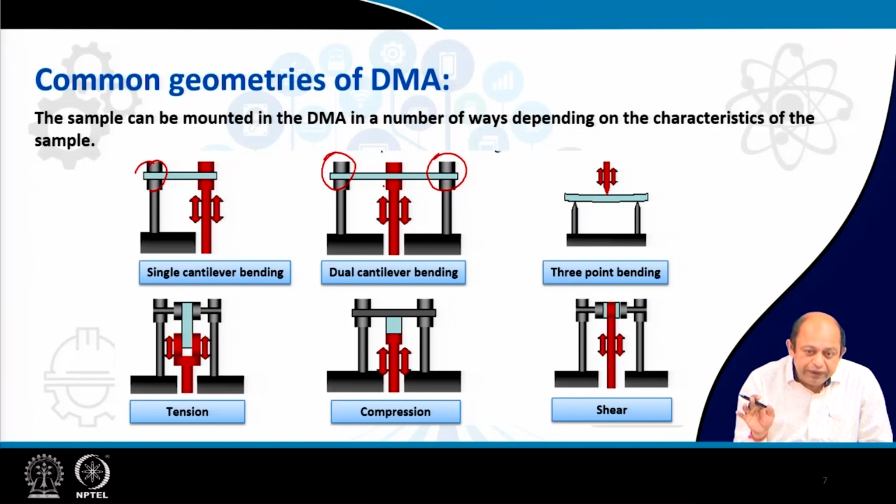So, once again to repeat, if you have a very thin film that has a certain rigidity, you go for single cantilever mode. In general, for film samples of intermediate rigidity, go for dual cantilever mode. A beam, for example a composite material, go for 3-point bending mode. For a vulcanized rubber sample, the first thing you should choose is tension mode or compression mode.